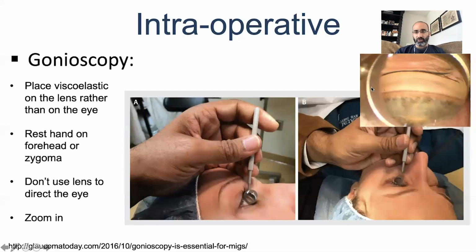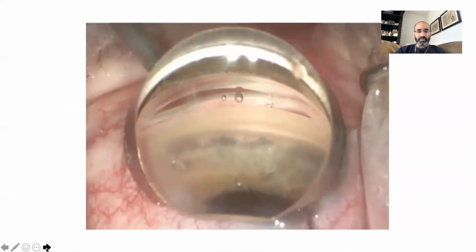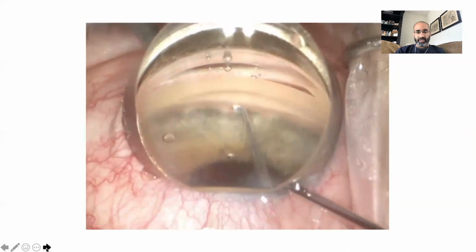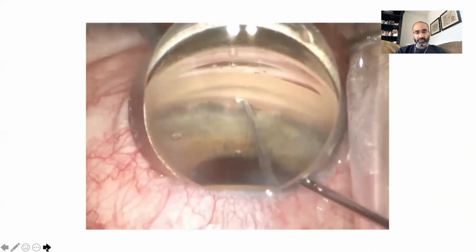You really want to have a view that basically covers edge to edge of the gonioscopy lens, and you don't want to see the wider surface area of the eye. You want to really focus in on the trabecular meshwork in order to do a good job with the procedure. This is a procedure that is basically simulated for angle surgery.